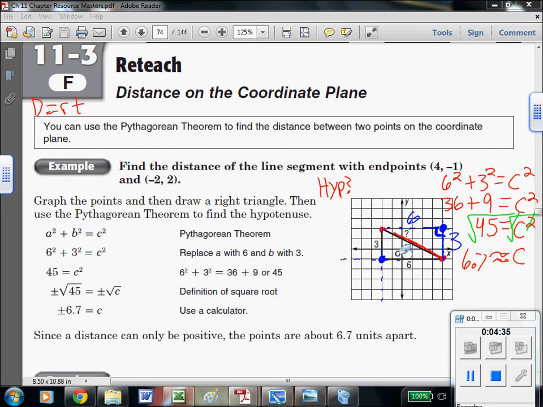So that tells us the length of that red line, or c, the hypotenuse of our right triangle, is 6.7 units. If we were talking inches, we'd say inches. If we were talking miles, we'd say miles. Whatever the case may be.